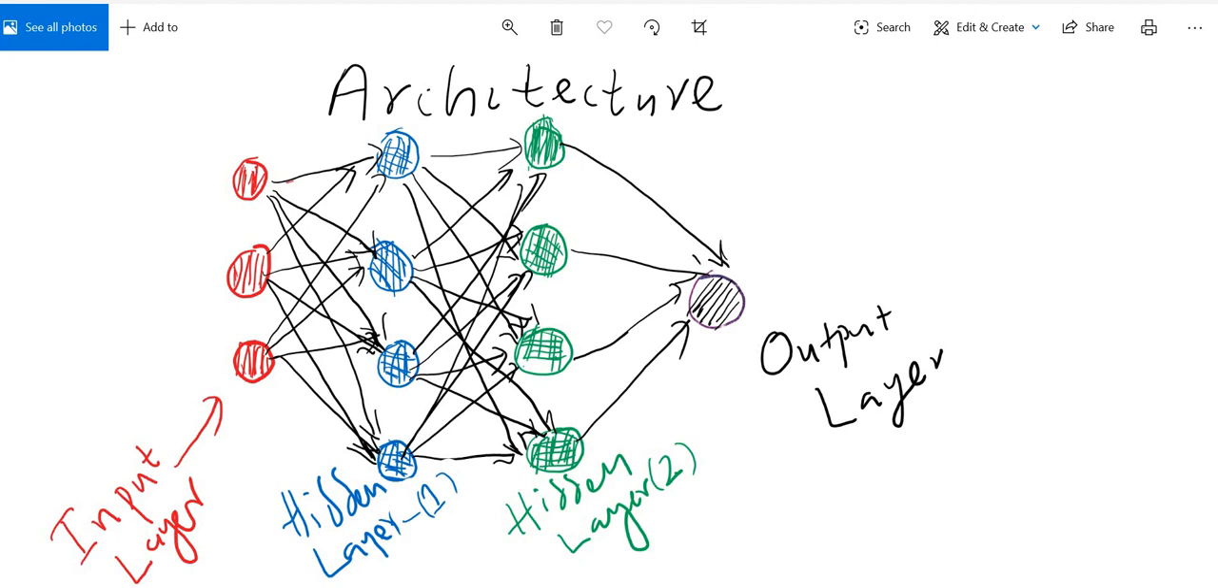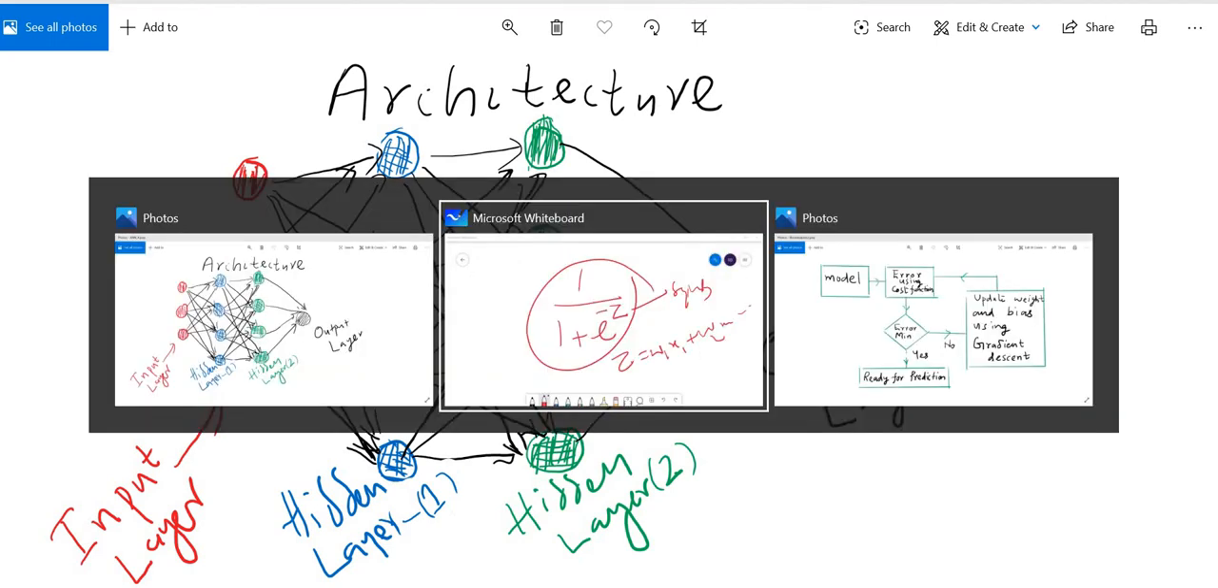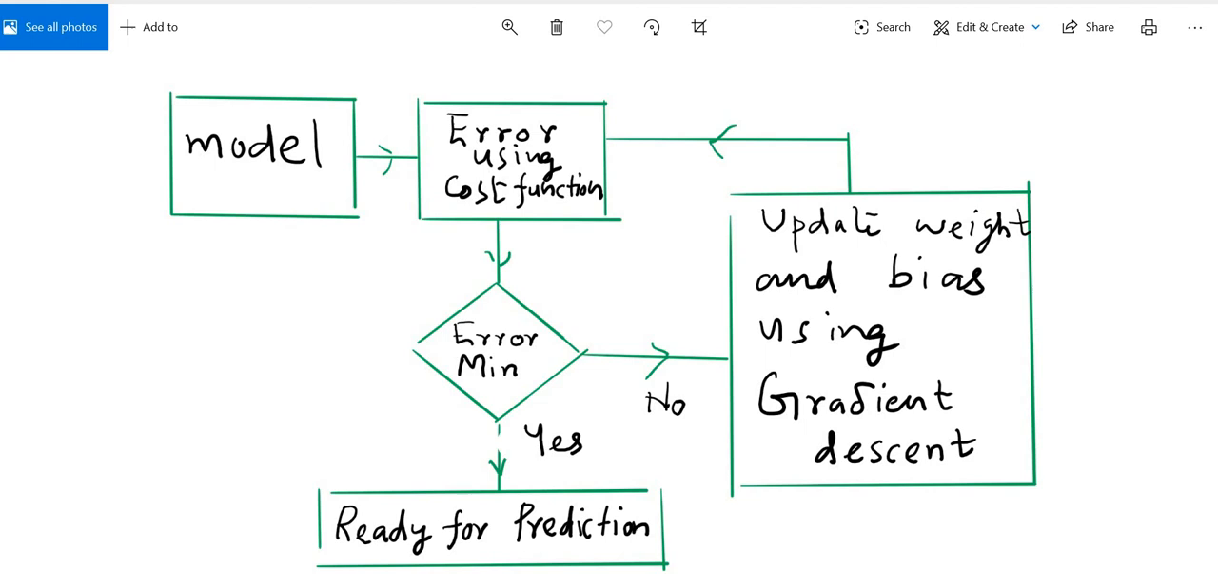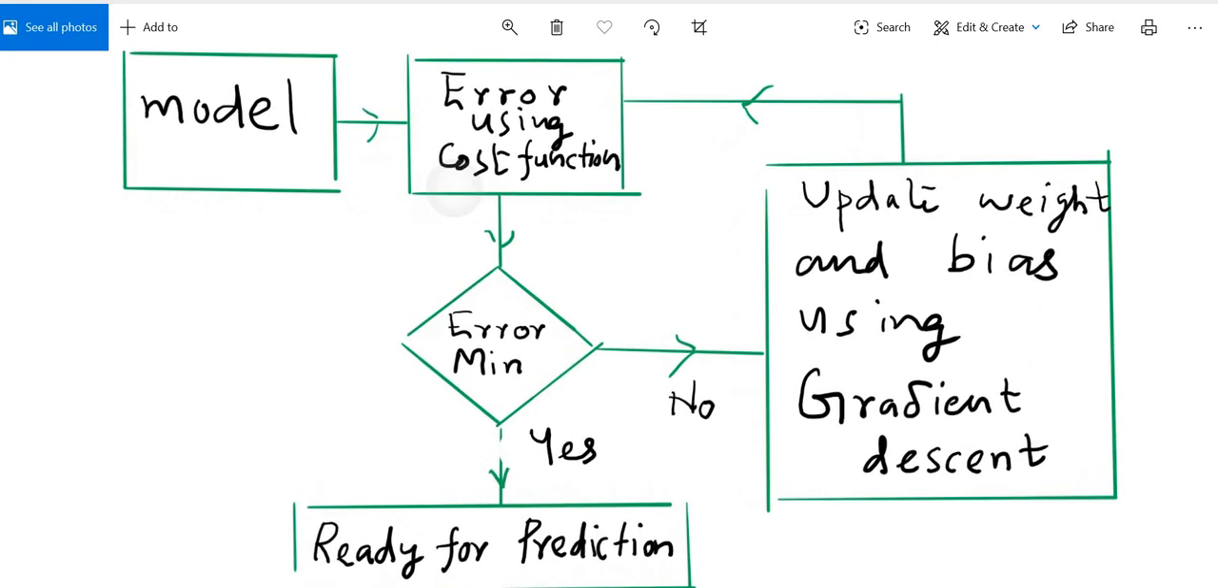All the mathematical computation happens in the hidden layer. Through the input layer you give the input, and from the output layer you take the output. To understand the back propagation algorithm, I have a block diagram. This is the simplest block diagram you can use.